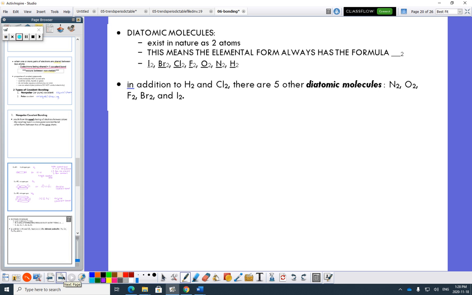So again, if you like tricks to remember them, they go in order. Astatine is a halogen. However, it's a very rare halogen. So you might even find that people don't consider it a halogen, okay? So we're going to do iodine, bromine, chlorine, fluorine, oxygen, nitrogen, hydrogen.